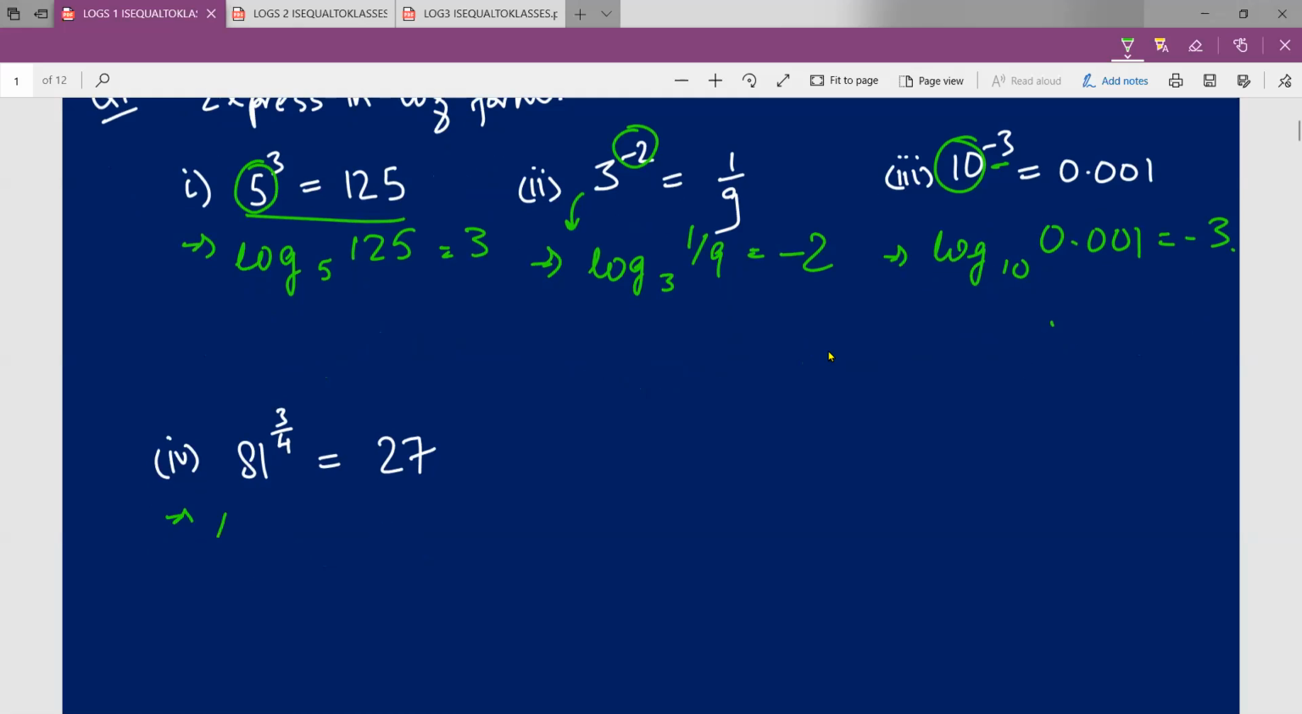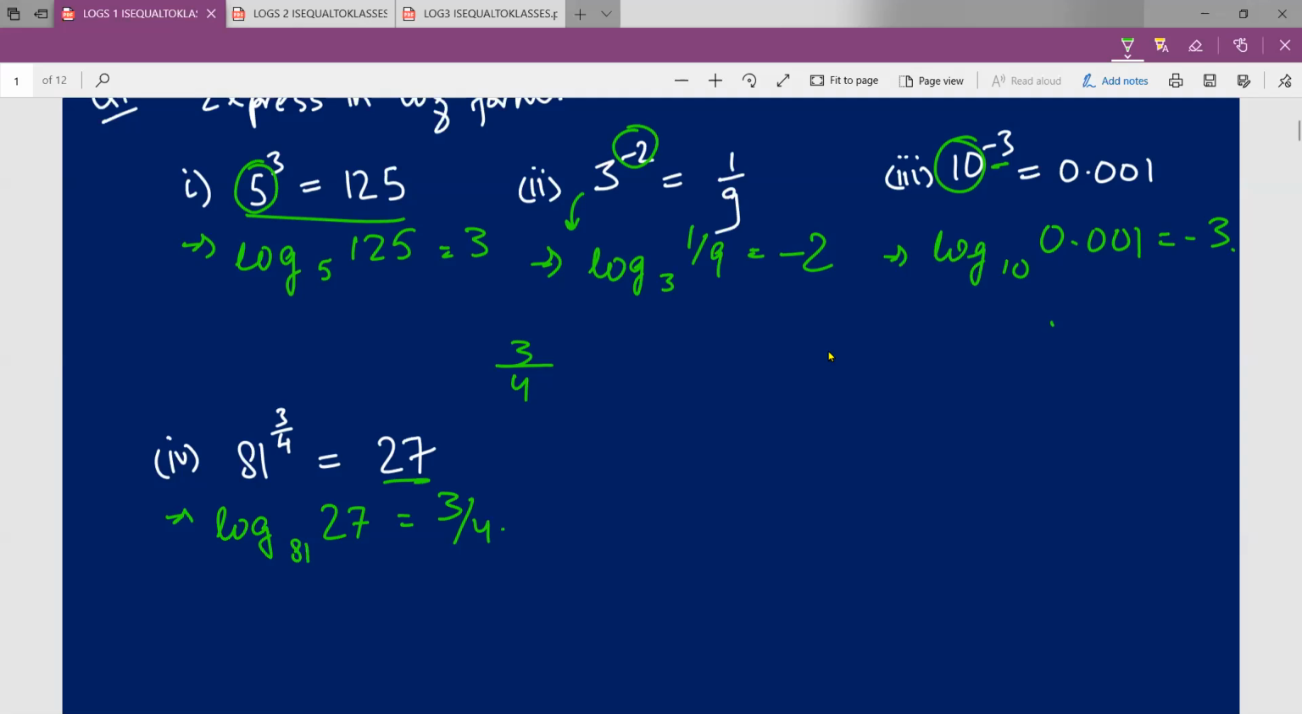I can write this as log of 27 to the base 81, where 81 should be in subscript form, is equal to 3 by 4. This is how I write 3 by 4. You could also write this as 3 by 4, but I prefer this. It's your preference. So I could write the fourth subpart as this.